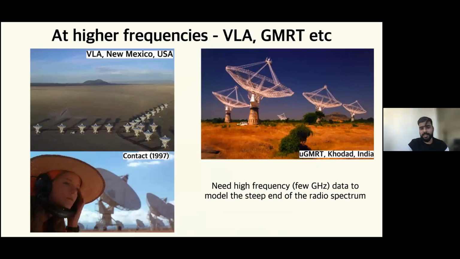I also use other telescopes for higher frequency where I can model the spectrum as it ages. For instance, we use VLA, which is in New Mexico in the US. And some of you might remember it from this very famous Jodie Foster movie, Contact, where you can see in the background, she's looking for little green men using the VLA. And one of the biggest radio telescopes in the world is actually in India, called the uGMRT, which I guess quite a few of you would know already, near Pune. Using these telescopes, we can then sample the spectrum at a variety of frequencies, which allows us to model the spectrum, and then we can figure out what ages it has.